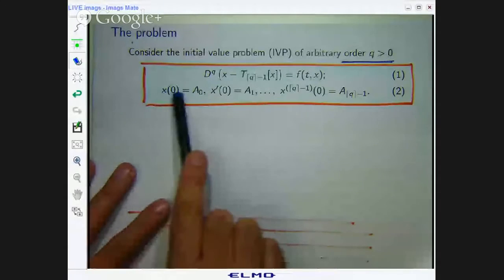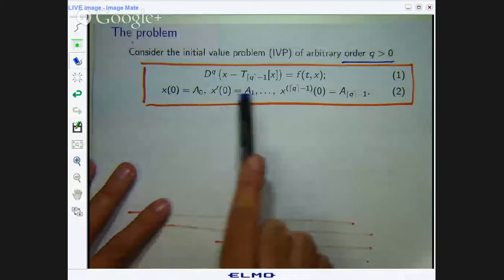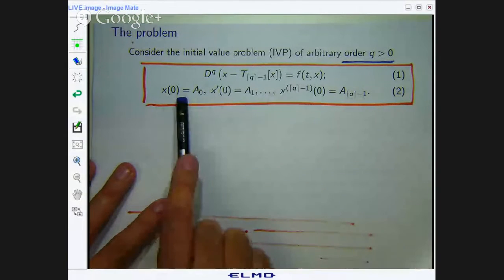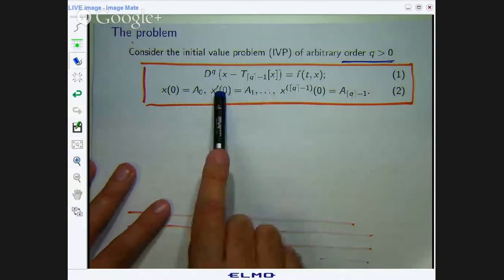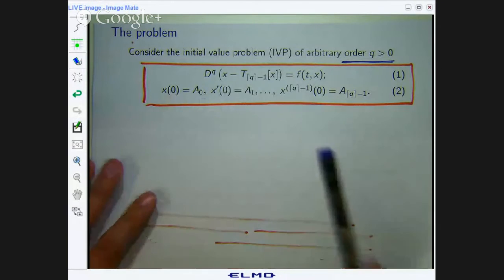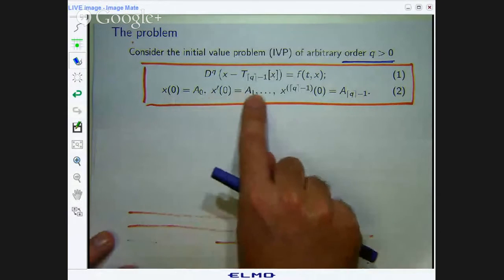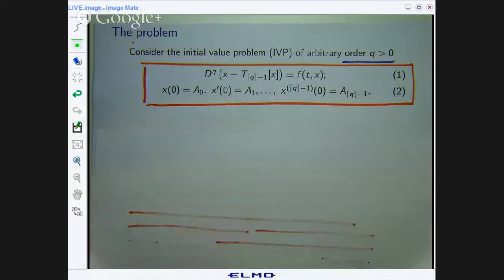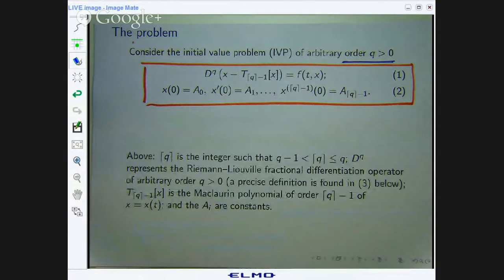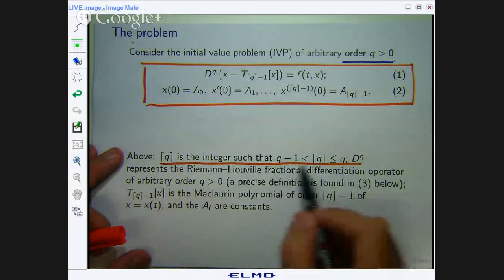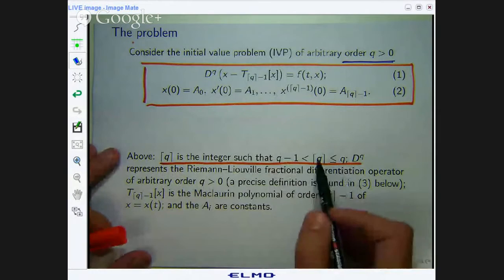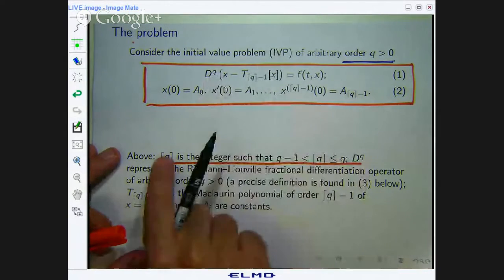Okay, here in the second line we have initial conditions. Note that these are regular derivatives here. Now, a researcher called Caputo thought that these types of derivatives actually had more physical significance when modeling certain phenomena. Okay, a little bit of housekeeping. Ceiling Q is just the integer such that this is satisfied. So for example, if Q was a half up there, then ceiling Q would be 1.